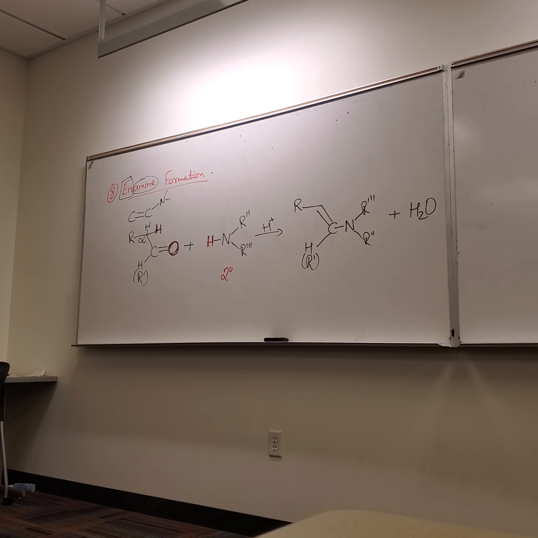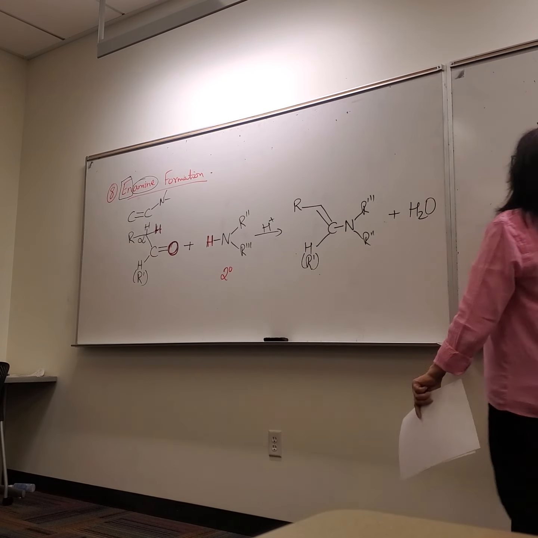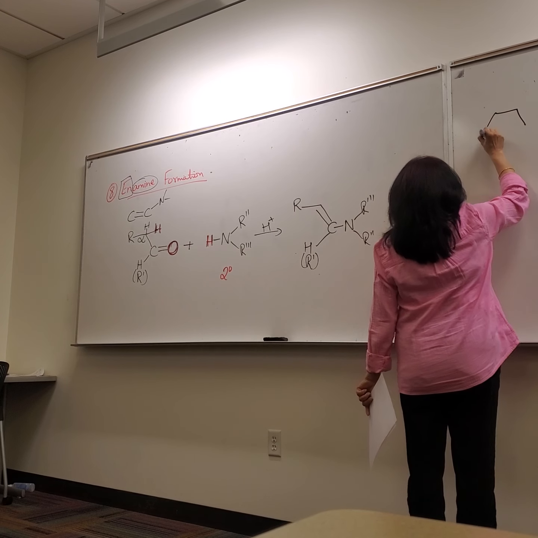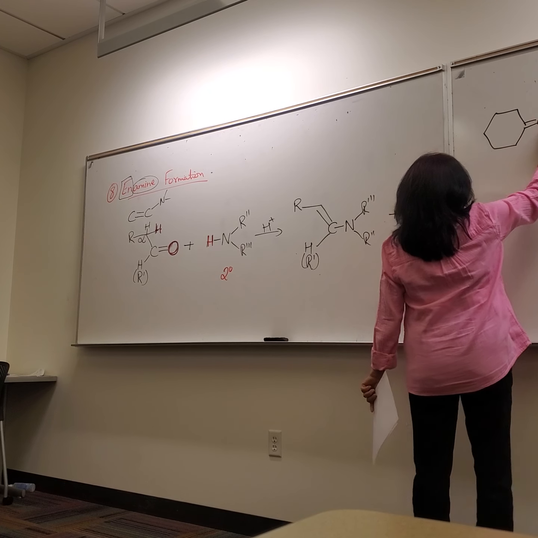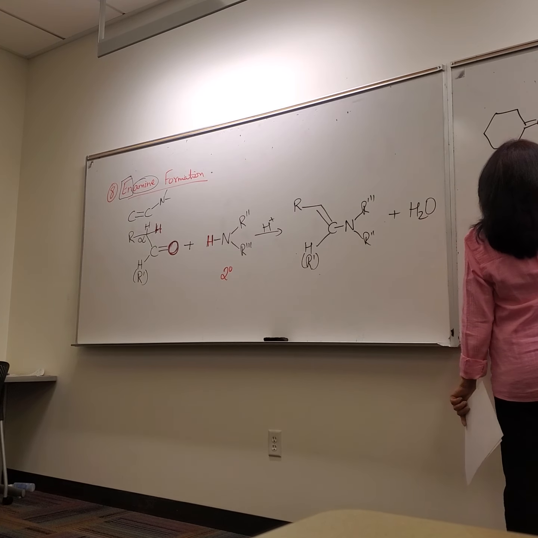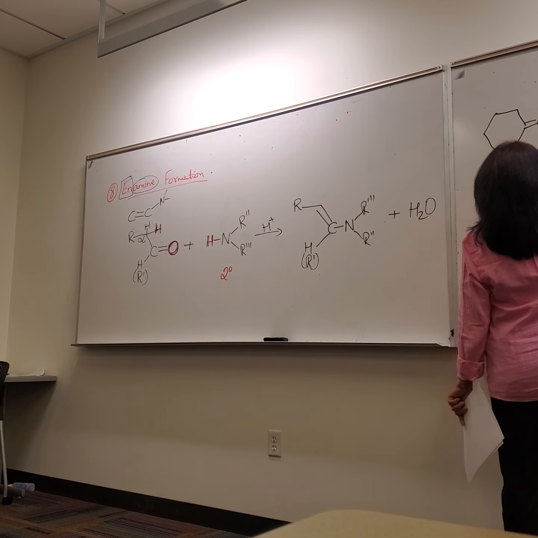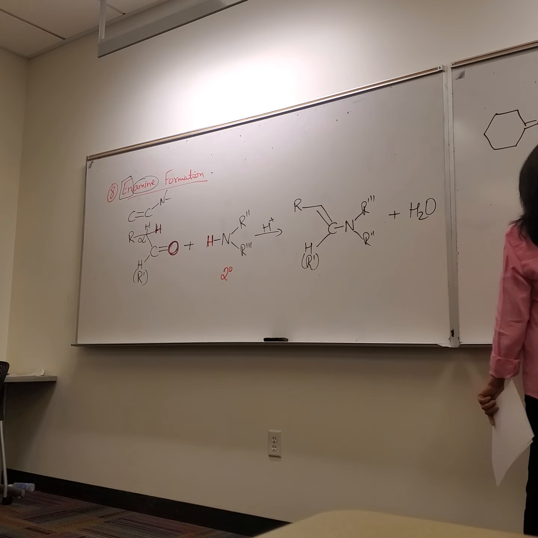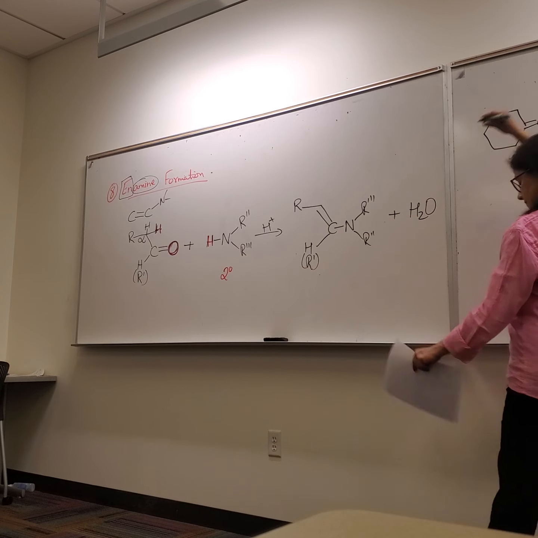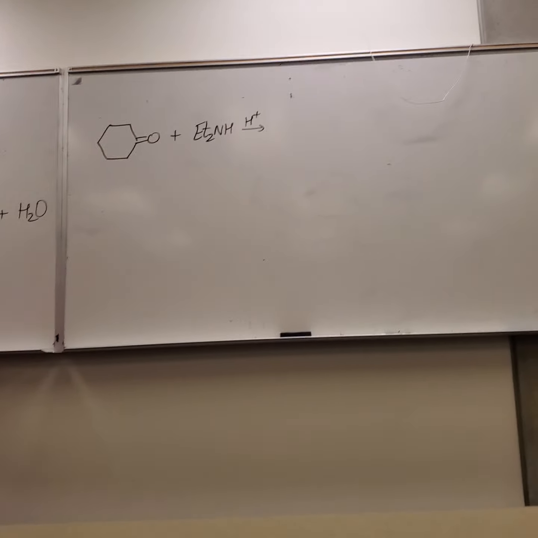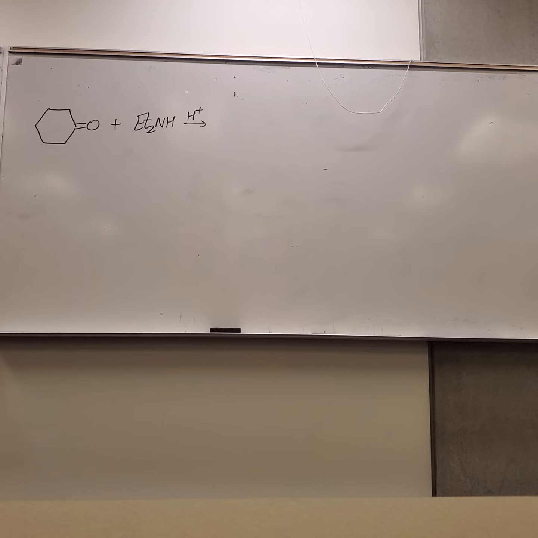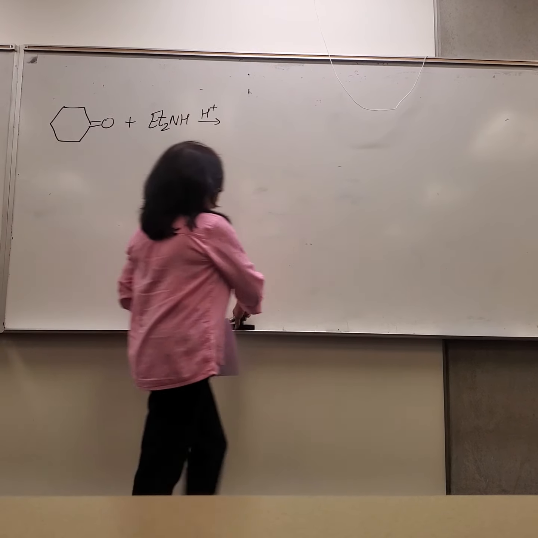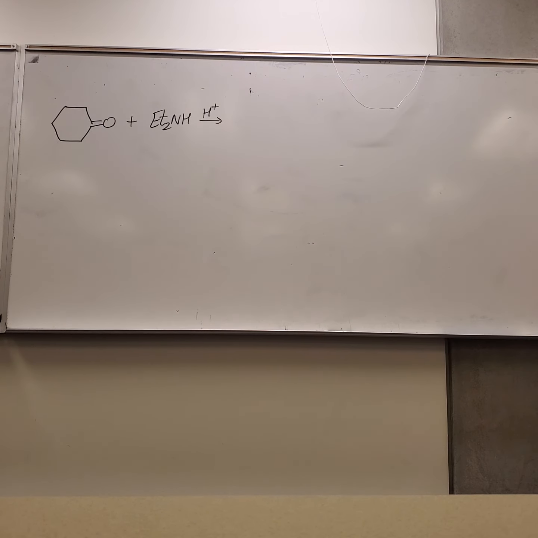So let's say we have cyclohexanone reacting with diethylamine, which is a secondary amine. What is the product? Is it always just going to be with a secondary? This one is for secondary, yes.